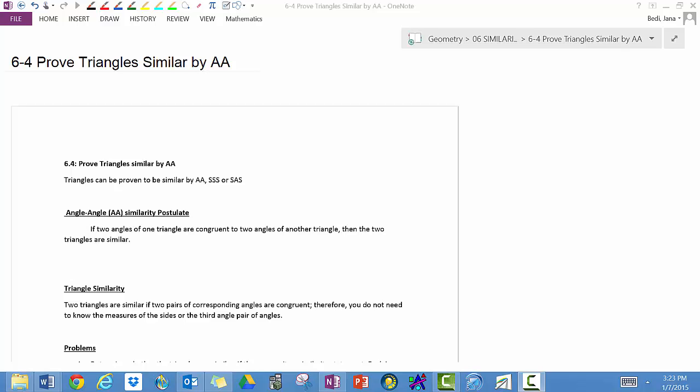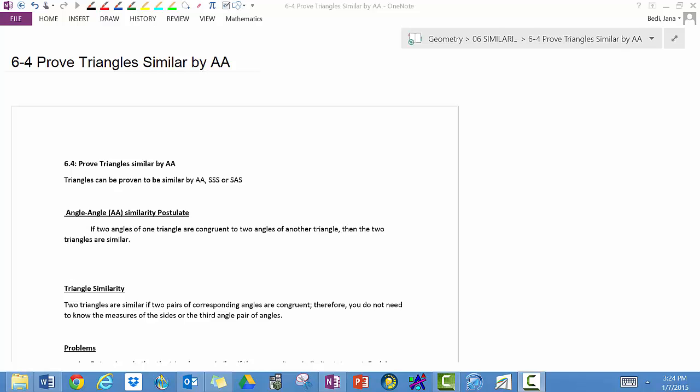Previously we've talked about proving triangles congruent, and we had various methods to prove triangles congruent. In this section we're going to prove triangles similar. There are three main reasons you can use to justify that two triangles are similar. We're going to look at one of them, which is angle-angle.